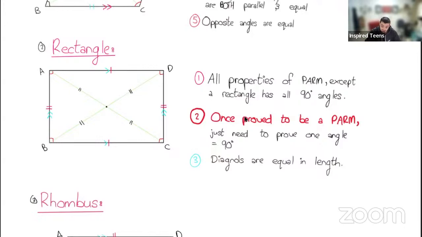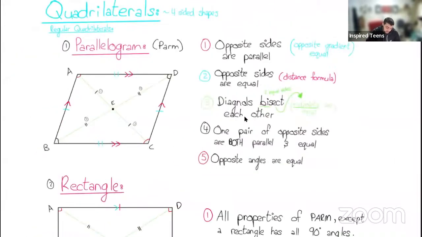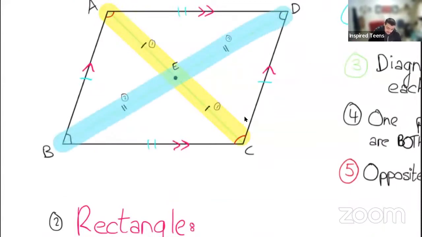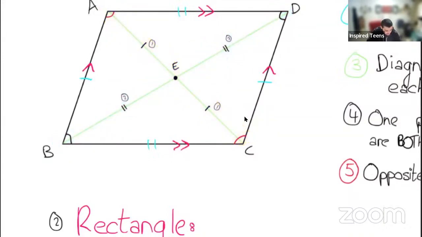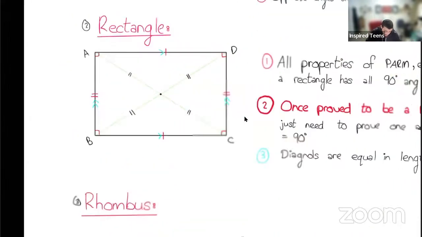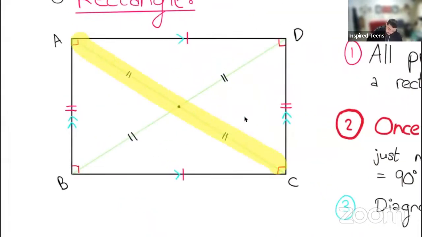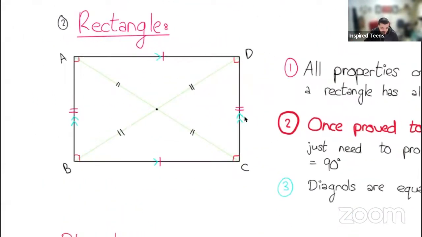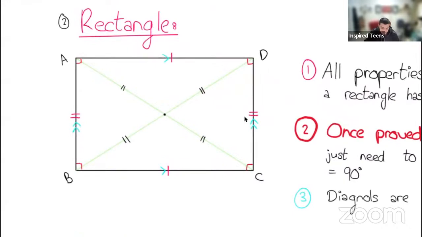Diagonals are equal in length. So what's different is that in a parallelogram the diagonals bisect each other, but the diagonals are not equal. This diagonal's length is different to this diagonal's length. You can see that one is longer. So they bisect each other, but they're not equal in length. But in a rectangle, the diagonals are actually equal. So when they bisect each other, all four of these halves are equal to one another. So you need to know all of these. And then obviously opposite sides are parallel, opposite sides are equal, and the corners are 90 degrees.